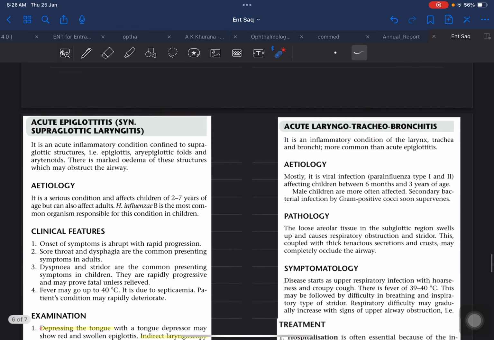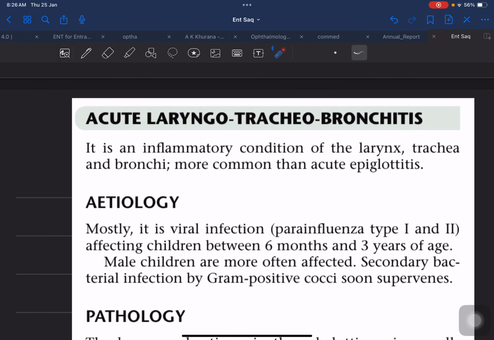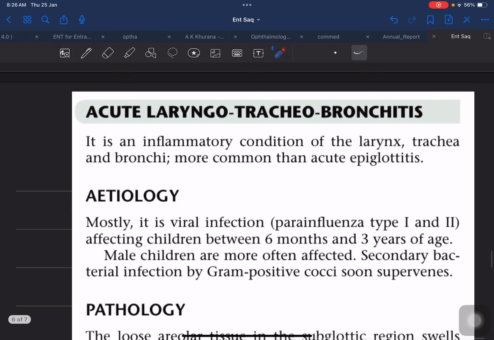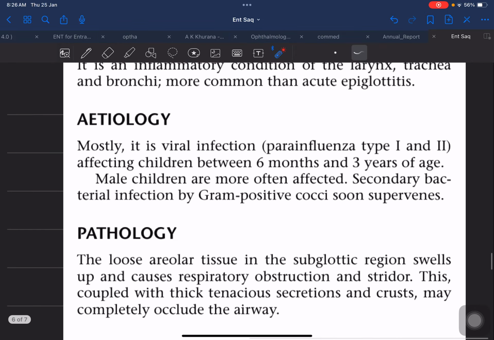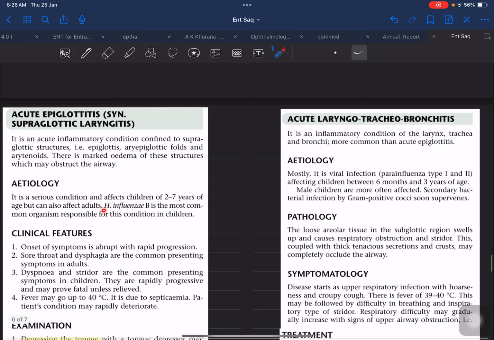So what about other things? Now talking about other things, as I've already mentioned, it is the inflammatory condition of larynx, trachea and bronchi, right? And it is more common than acute epiglottitis. In acute epiglottitis, it was common in 2 to 7 years of age children, right? Now what is its etiology? In acute epiglottitis the etiology was Haemophilus influenzae type B, right, in children.